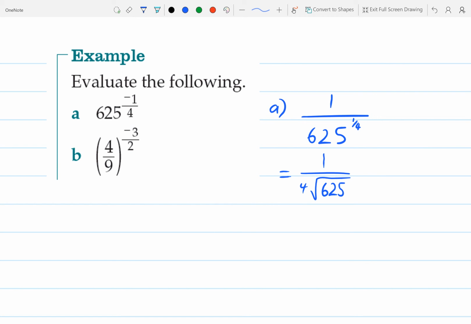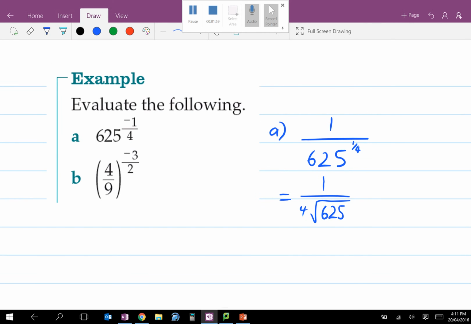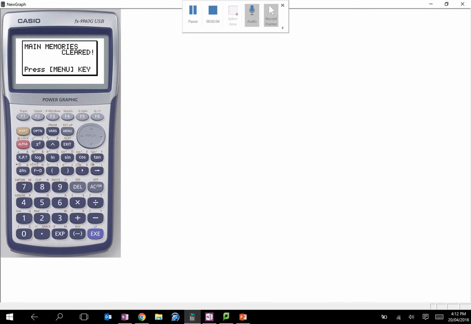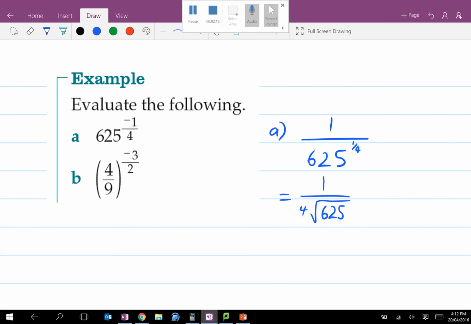In fact, what I should really do is bring that up so we can see it. Here we go. We're looking for the fourth root, so we write 4, then shift to this button here, 625, and that gives us our answer of 5, which you probably could guess anyway. So we can say that's equal to 5.